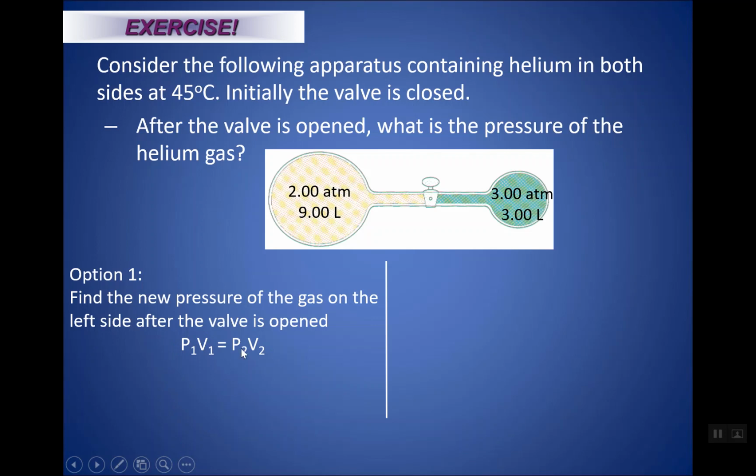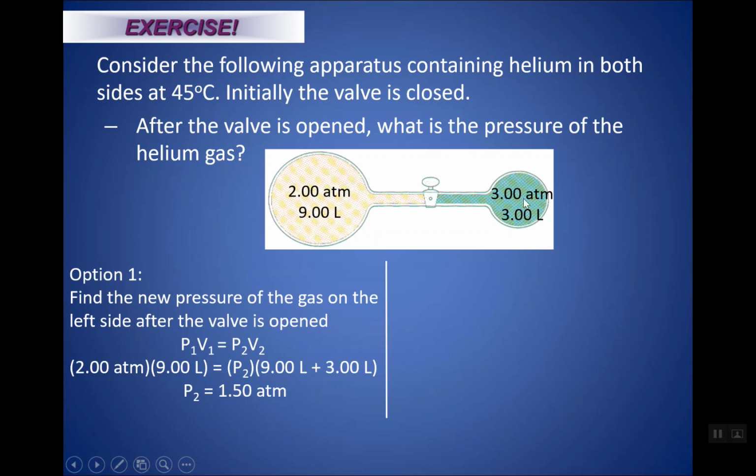So this is just looking at the left side. I'm going to consider each bulb separately: 2 atm, 9 liters. My second volume would be 12 liters, 9 plus 3, because when I open this, the gas is now contained in this entire thing. And if I solve for the pressure, notice it's no longer the same. The helium gas that was once on this side, because it had a smaller volume, had 2 atm. When I expand the volume to 12 liters, the pressure has dropped to 1.5 atmospheres, which makes sense. If the volume goes up, the pressure from the gas that was once on that side goes down.